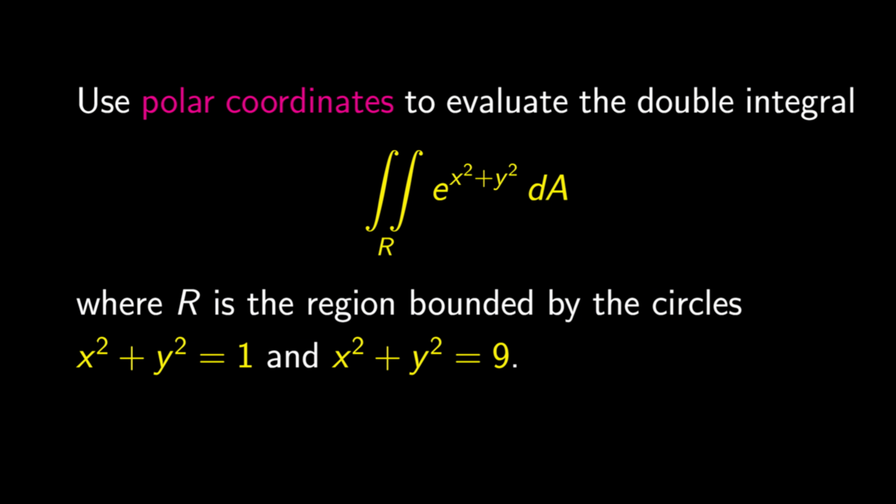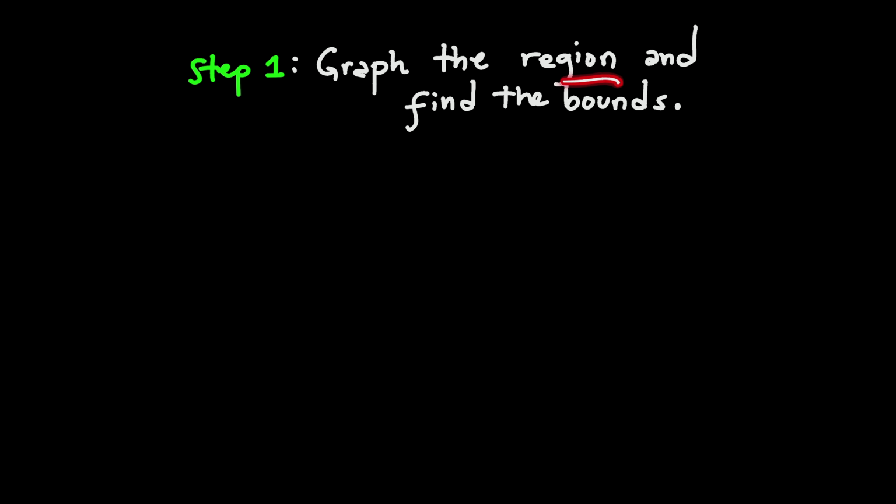Let us first cover a problem which uses the double integral in the polar coordinate system. We evaluate this one over the region R, where R is bounded by the circles centered at the origin, with radius 1 and 3. For the solution, consider the following steps. Step 1. Graph the region and find the bounds.